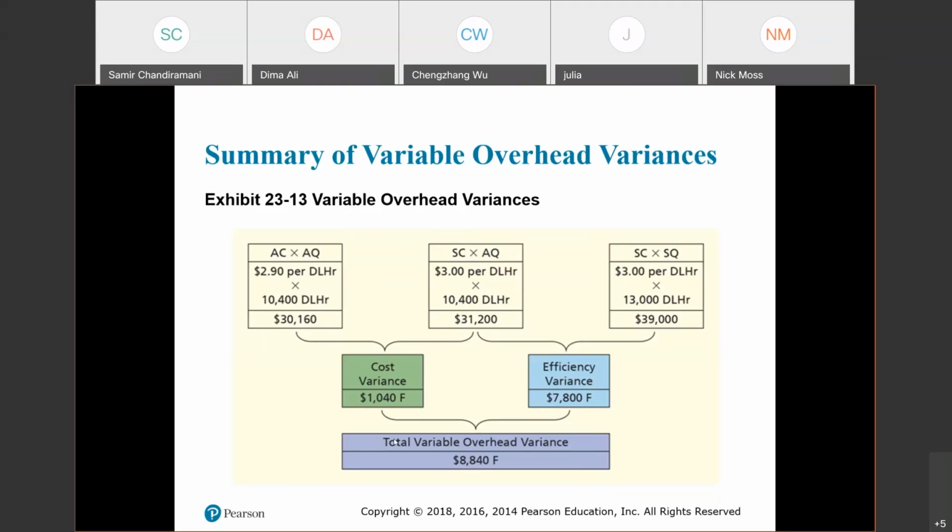So management now may decide that the variable overhead cost variance is sufficiently small and doesn't warrant investigation, but the company may want to investigate the variance further to determine if the reduction in cost was controllable or if the cost standards need to be updated.